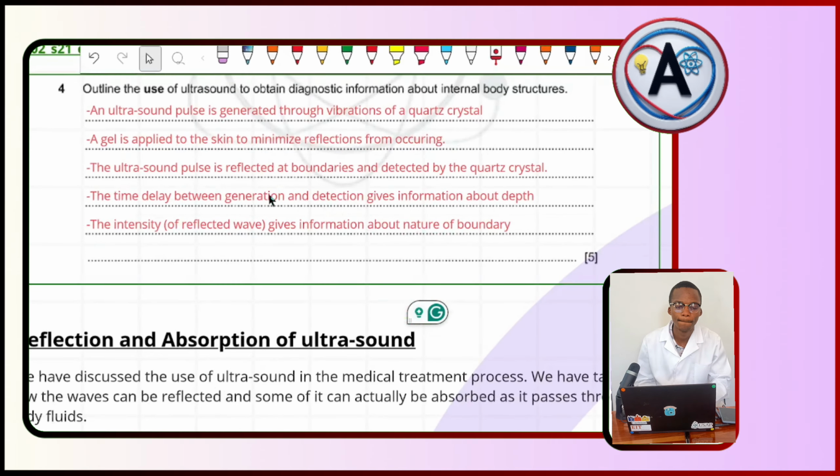In the next video, we're going to look in depth at what exactly reflection is and what exactly absorption of ultrasound is. I'll catch you in that video.